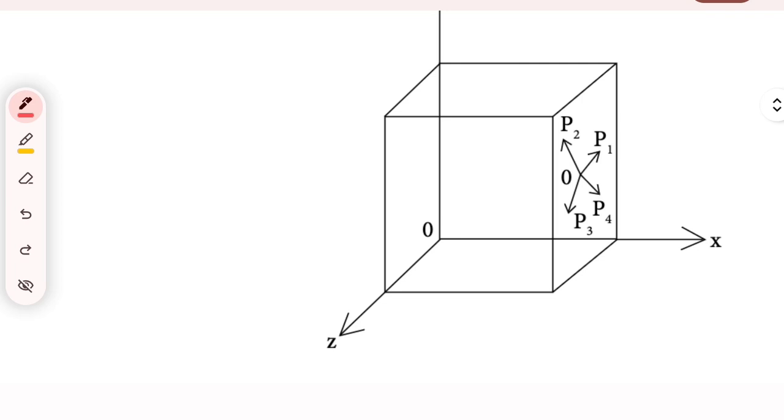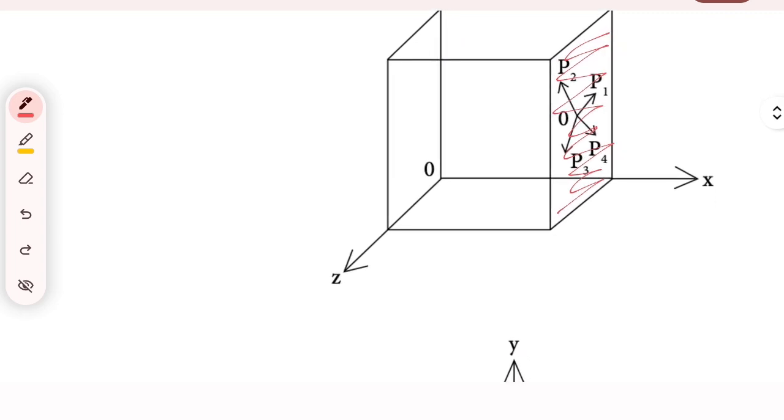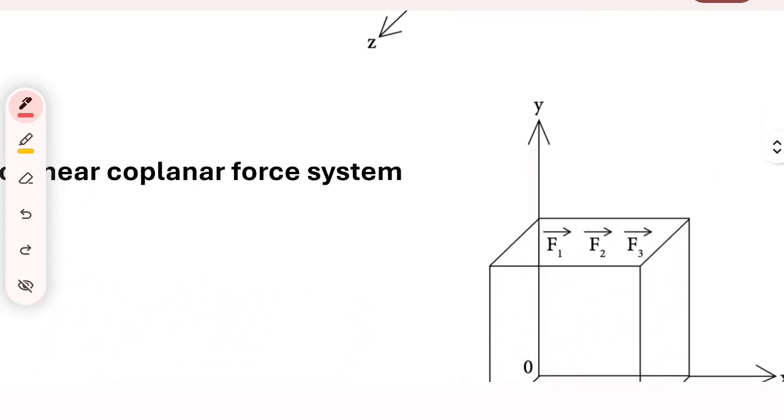And they are also coplanar because they are lying on the same plane. And that plane is this. So they are on the same plane and they meet at a common point. So they are coplanar and they are also concurrent. So concurrent coplanar force system. That's one type. And here's another type.